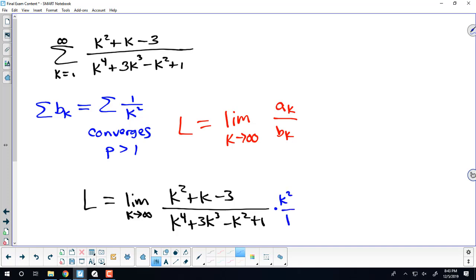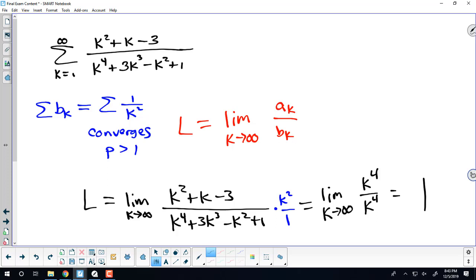So then what that gives us up top is a k to the 4th and some other stuff. On bottom, k to the 4th and some other stuff. We really don't care about that other stuff because we're out at infinity. So that's equivalent to the limit at infinity. Leading term up top, leading term on the bottom. And that gives us a limit of 1.